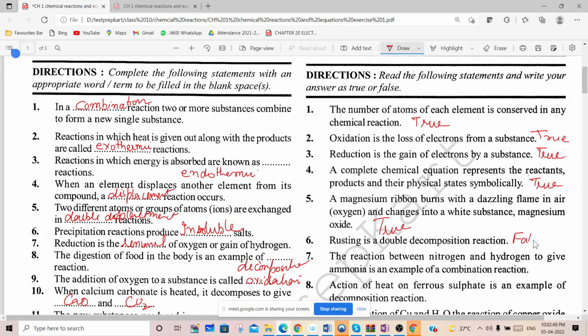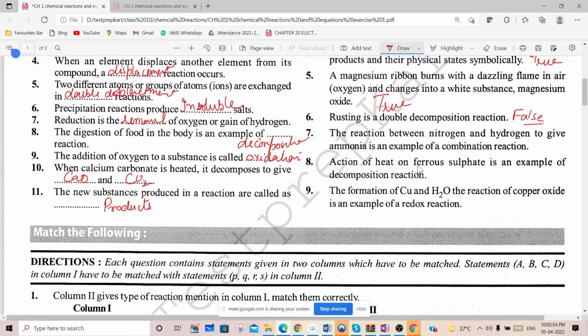I have not taught you about the rusting, but it is an oxidation only. We'll discuss later. Now next.